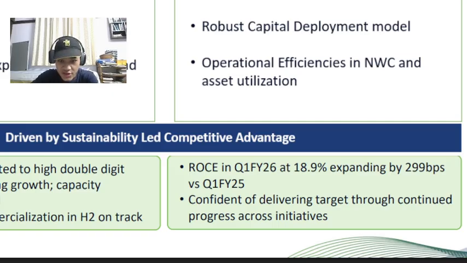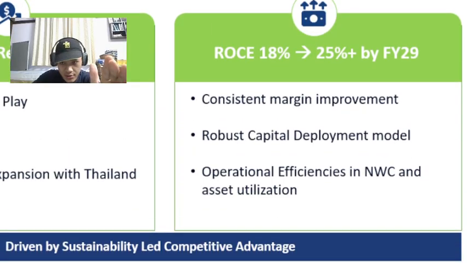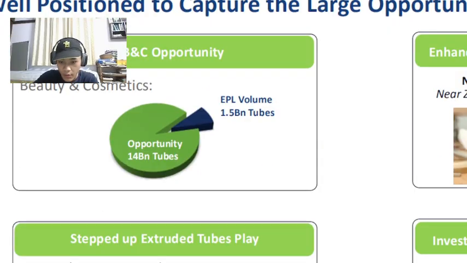In this looking ahead section, looking into the future, we saw two things: double-digit growth and return on capital employed. They want to reach 25%. So, looking more into this, we have a few more pages here. One is this. Okay.